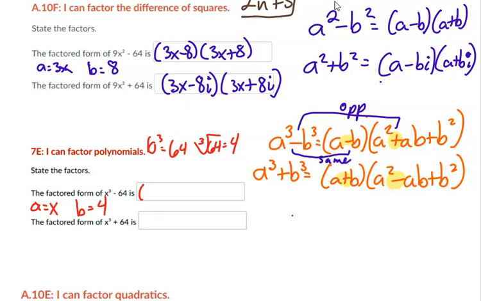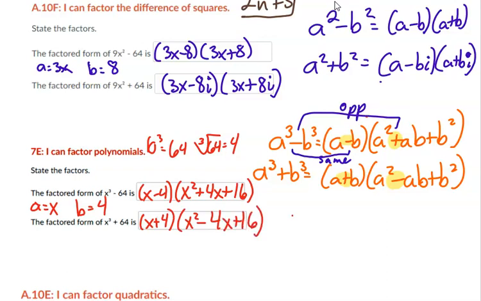We have x minus 4 parentheses x squared plus 4x plus 4 times 4, which is 16. And then we write the same thing, except we change those two signs. Notice the last addition sign stays the same for both formulas. That is because a negative times a negative is a positive, and a positive times a positive is also a positive.